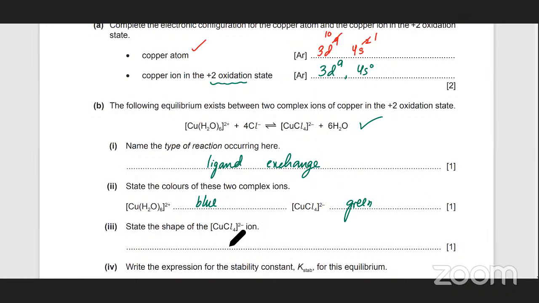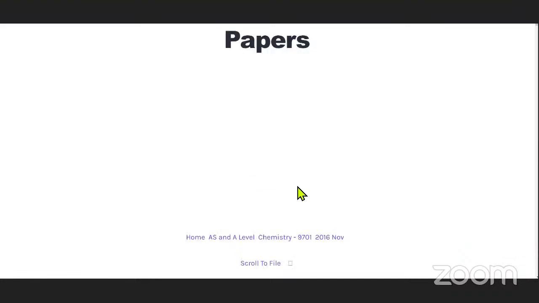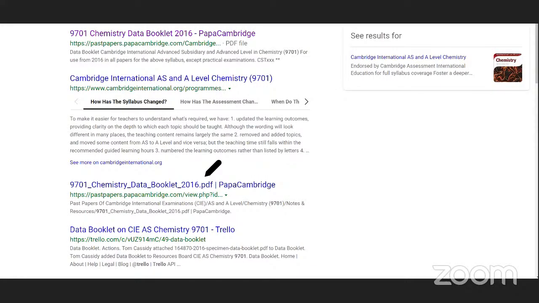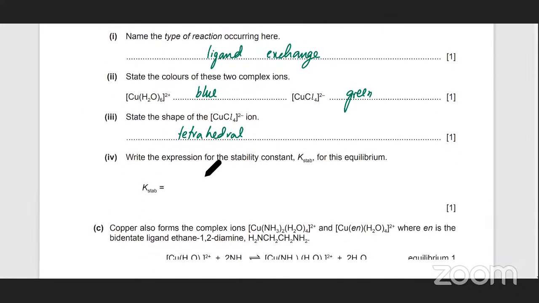State the shape with Cl ligands. What's the shape of the complex? सर टेट्राहेड्रल। ठीक है, that's tetrahedral. ठीक है, remember Cl is a bigger ligand, so it's going to be tetrahedral. ये खुला क्यों खुला? अच्छा नहीं, sorry. So we'll check the color later.